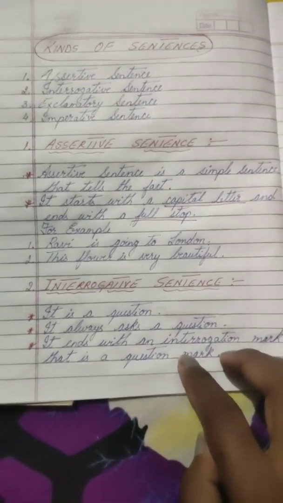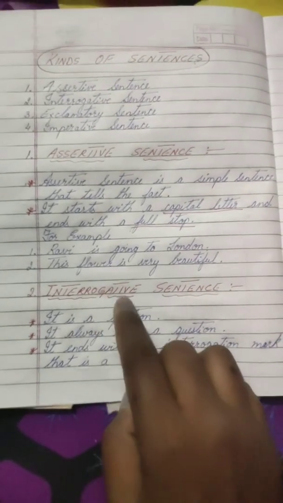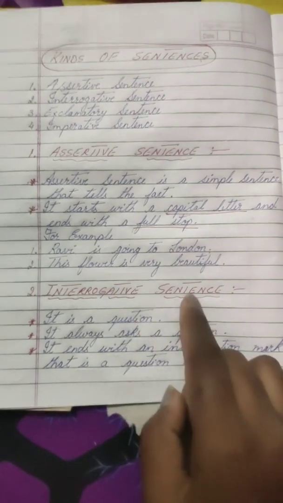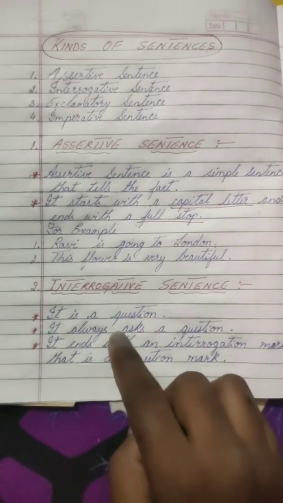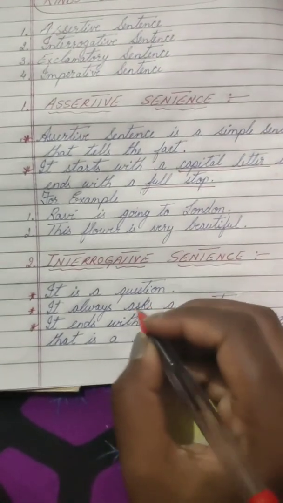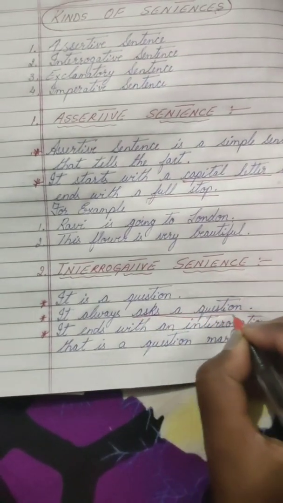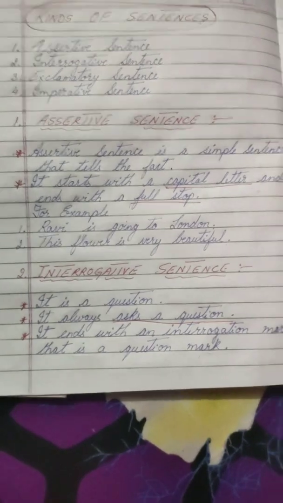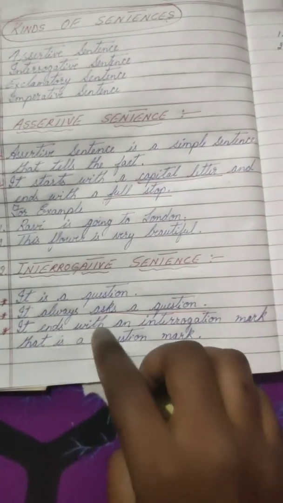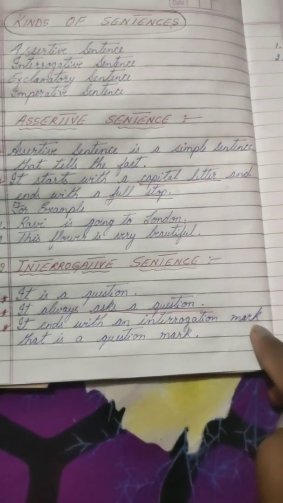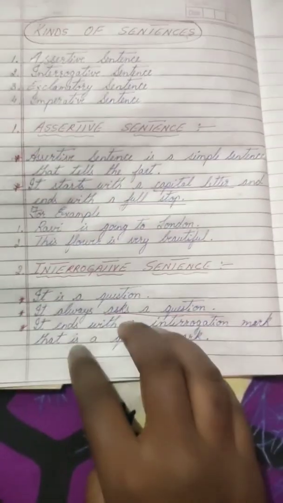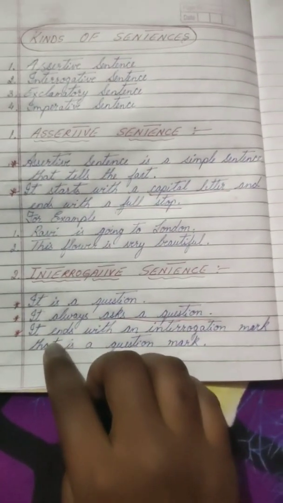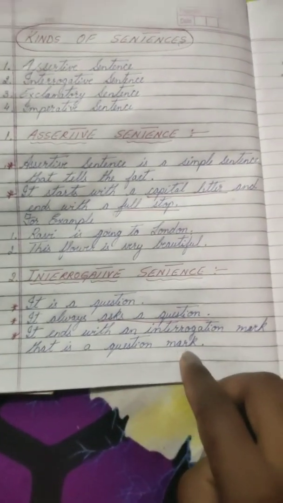Okay. So once again, what is an interrogative sentence? Interrogative sentence is a question. और ये हमेशा what it does? It always asks a question. ये हमेशा question पूछता है. And it ends with an interrogation mark, that is a question mark. It starts with a capital letter and ends with a question mark.